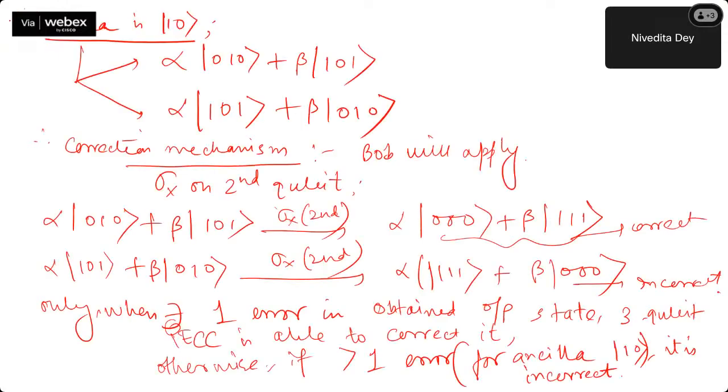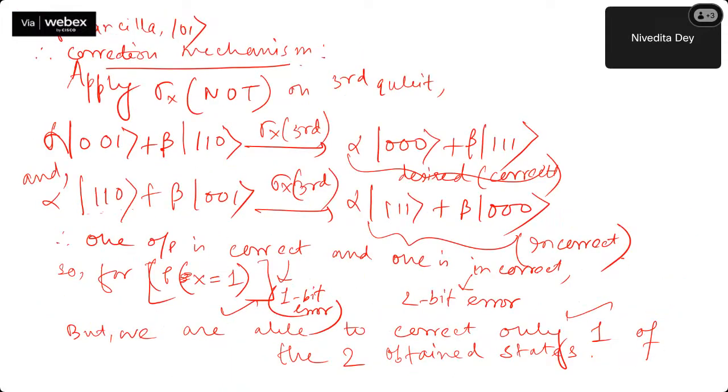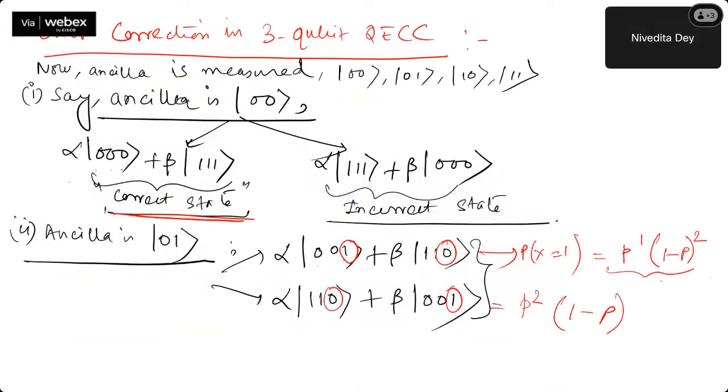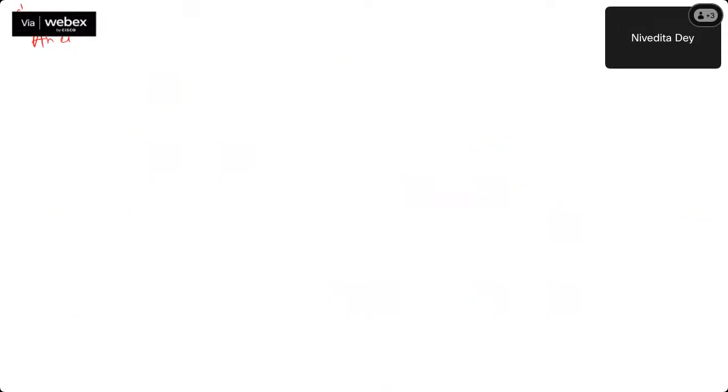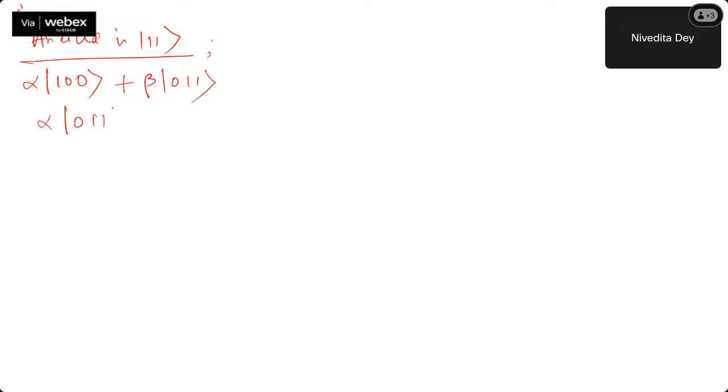The fourth is, let me also write it down. So this is the third case, and 0, 1 is the second case, and this is the first case. Yes. So when ancilla is 1, 1, it is alpha 100 plus beta 011, and alpha 011 plus beta 100.